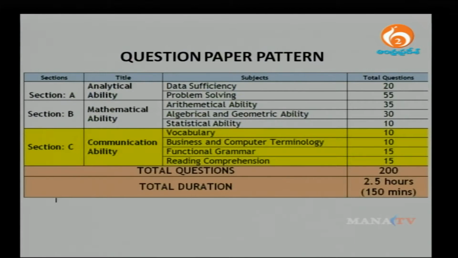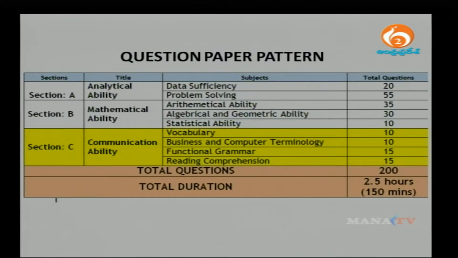Section A, analytical ability. You basically have two topics in analytical ability: data sufficiency and problem solving. Data sufficiency, you will get 20 questions. Problem solving, you will get 55 questions. Section B is mathematical ability. You will have three subjects here: arithmetical ability, algebraical and geometric ability, and statistical ability. For arithmetical ability, you have 35 questions. Algebraical and geometric ability, you have 30 questions, and statistical ability, you have 10 questions.